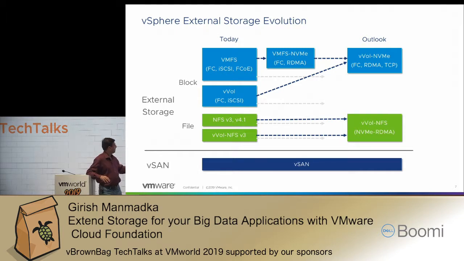And then if you look at file, it is running fine with NFS 3.0 or 4.0, and vVols is running with NFS 3, and they are moving into NVMe, just because their application requirements need a specific type of storage. And vSAN continues to go in the same fashion, delivering similar capacity and features as well.